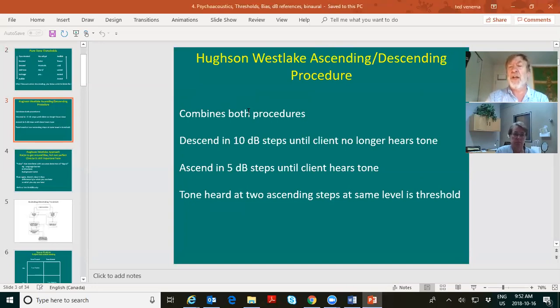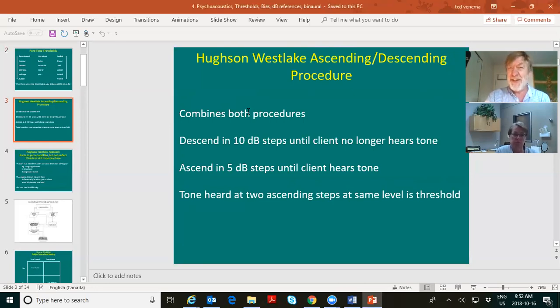The tone heard at two ascending steps at the same level is threshold. Now you move on to the next frequency. We generally start out with 1,000 hertz, and then we go to 2, and then 4, and then 8, and then down to 250, sometimes 125, and then 500, and then you retest at 1,000 to make sure you got the same thing as you did the first time. Now you're done that ear, move to the other ear.